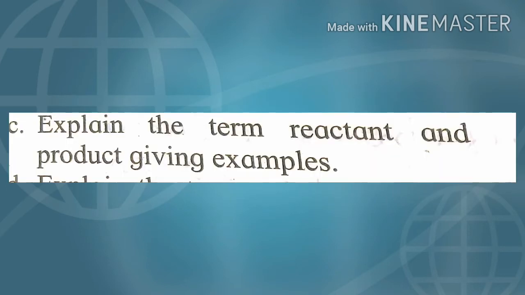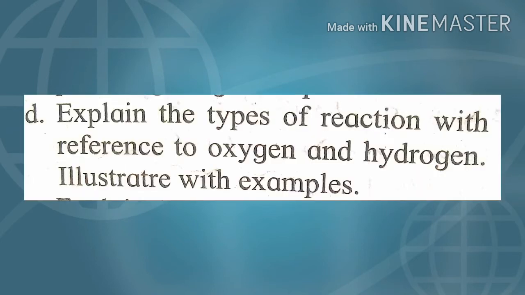Third question is explain the term reactant and product, giving examples. Here you define the term reactant and product and write their example. Fourth question is explain the types of reactions with reference to oxygen and hydrogen with example. Here you write only oxidation and reduction reaction with example.